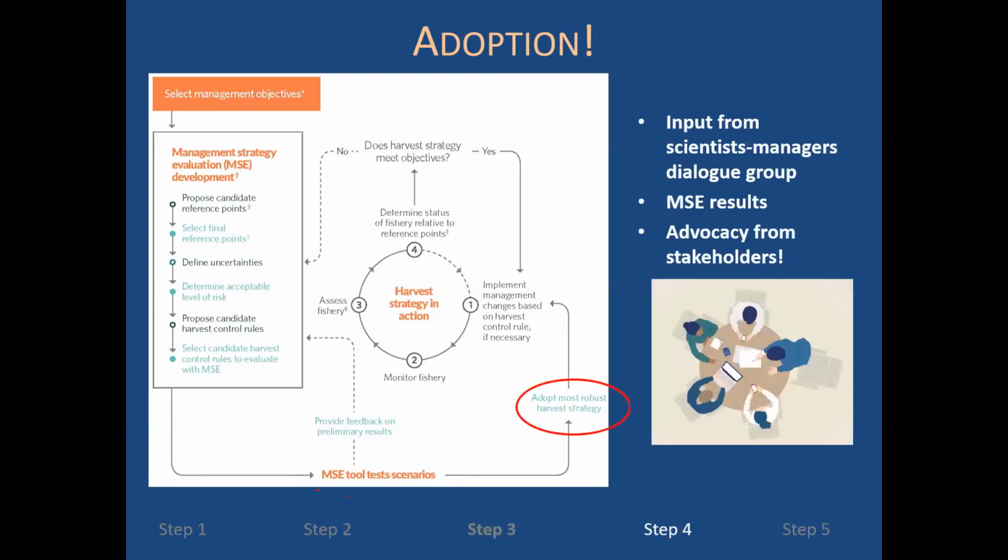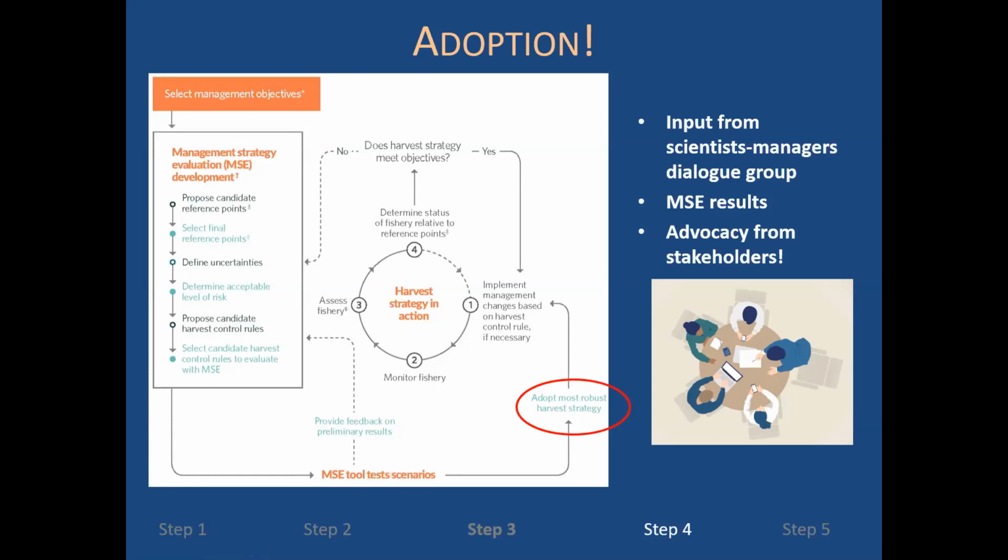So moving on to step 4, the adoption of the harvest strategy. This is where the scientific input is put into the hands of the managers again, with advice from stakeholders like yourselves, to have the managers take those MSE results and determine which harvest strategy they think will be most robust to the uncertainties in the system and most effective at achieving the management objectives for that stock. So this is kind of where the rubber hits the road at the management meeting and the harvest strategy is adopted.